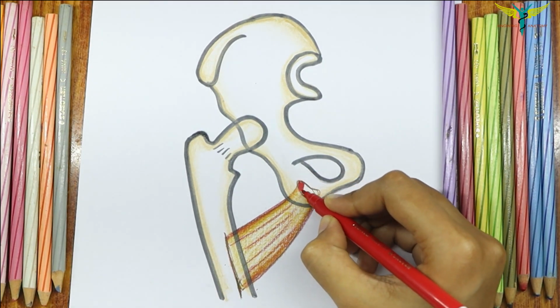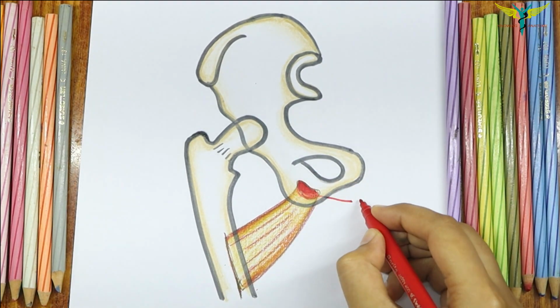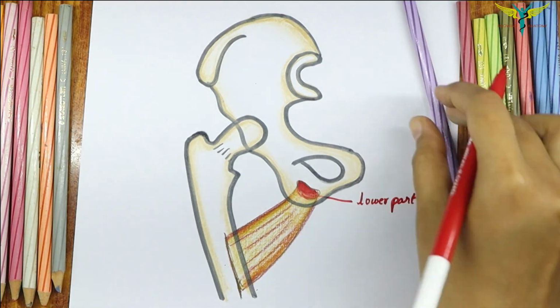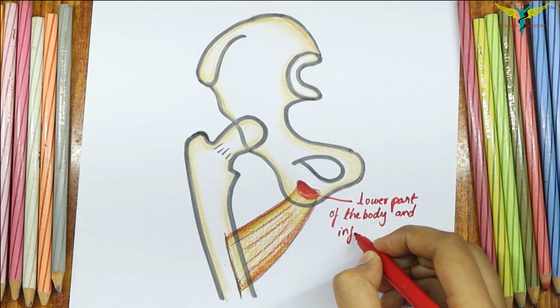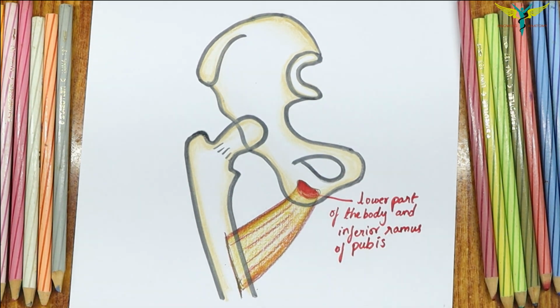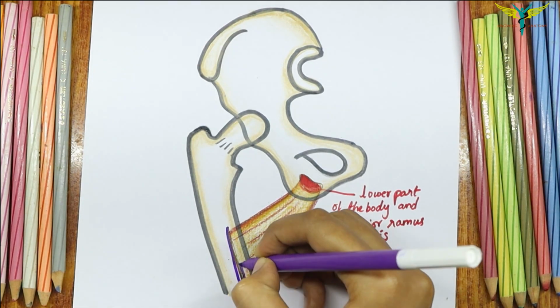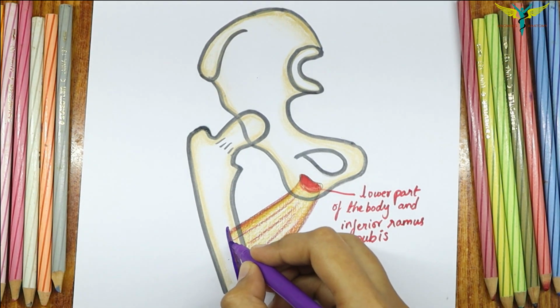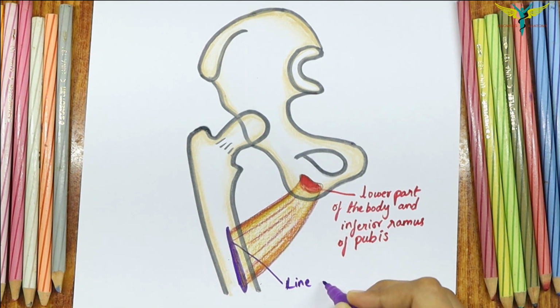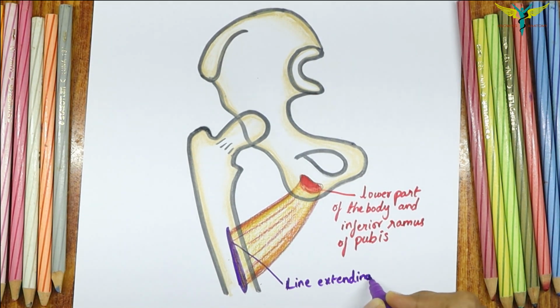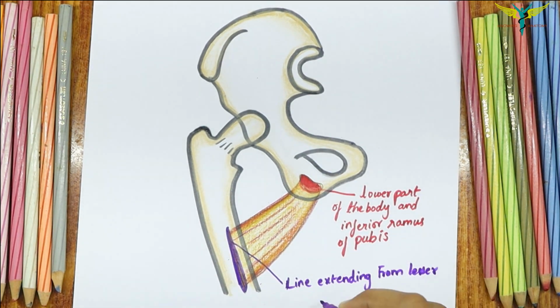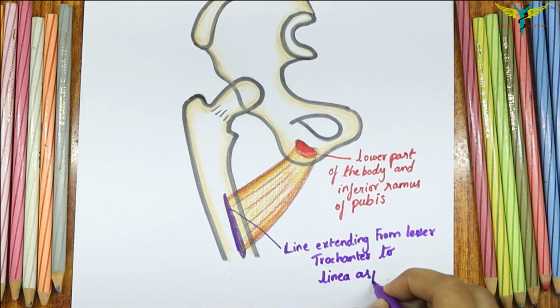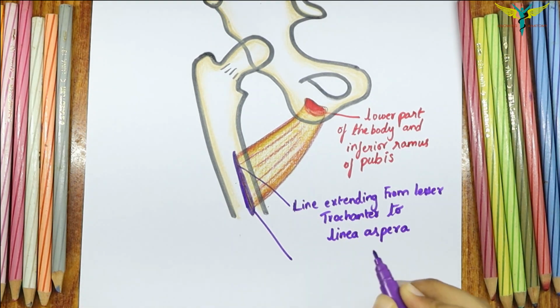So this is the origin of the muscle, that is in the lower part of the body and the inferior ramus of the pubis. And this is the insertion of this muscle. It is inserted along the line extending from the lesser trochanter to the linea aspera and into the upper part of the linea aspera.